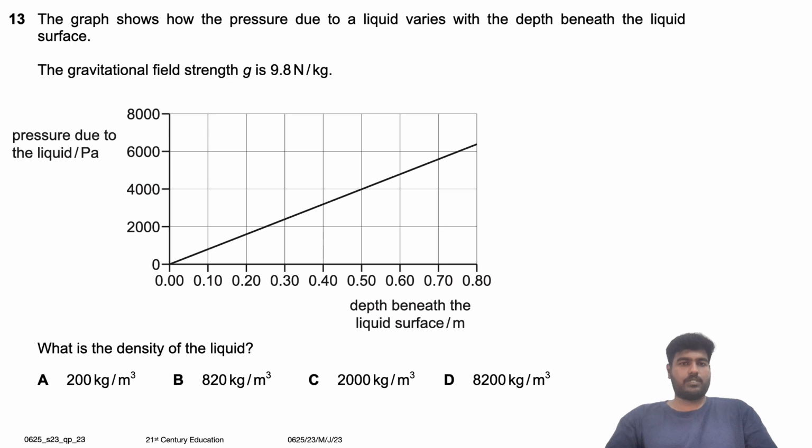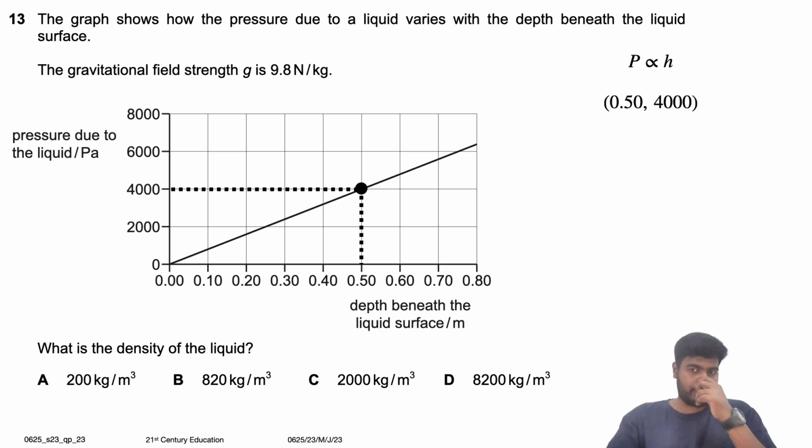The graph shows how the pressure due to a liquid varies with the depth beneath the liquid surface. The gravitational field strength g is 9.8 newton per kg. What is the density of the liquid? We have depth beneath the liquid surface, which is height h, and pressure due to the liquid, P. So we have a P versus h graph, and we have to find the density of the liquid. Let's take any point. I have taken 0.50 and 4000. We know that pressure is proportional to h.